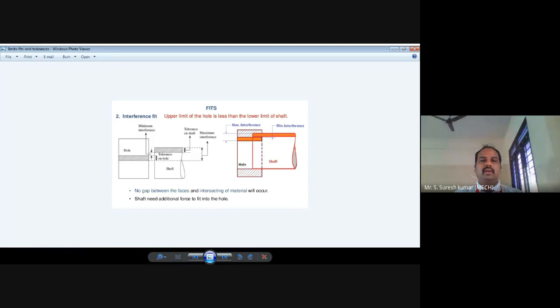There are a lot of terminologies in fits and tolerance. The important terms are basic size, actual size, maximum limit of size, minimum limit of size, allowance, deviations, actual deviation, upper deviation, lower deviation, zero line, tolerance zone, and fundamental deviation. These are the basic terminology of fit and tolerance. I put another slide.